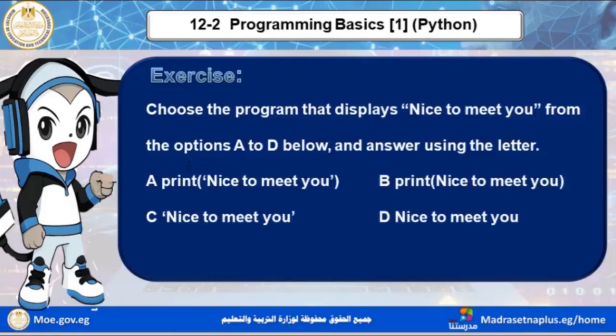Choose the program that displays nice to meet you from options A to D below and answer using the letter. Nice to meet you is the text. So we want to use the command print, so item C and item D are not correct. So let's look at item A and item B. Because nice to meet you is the text, we should put it inside the parentheses of the command print and also inside single quotation or double quotation. So item A is correct.